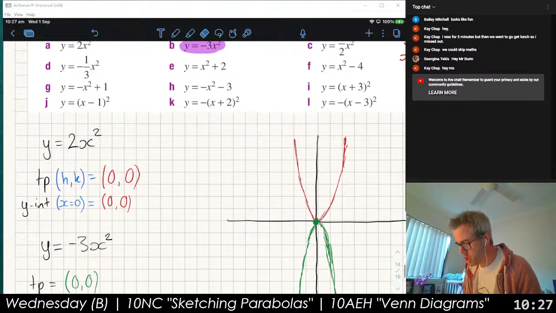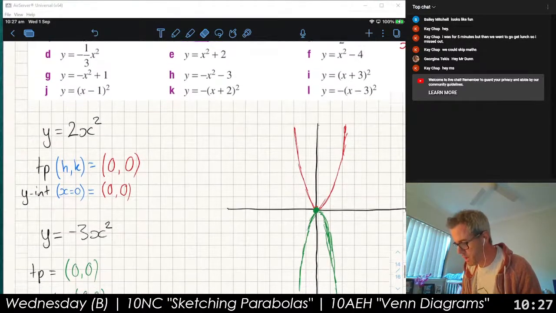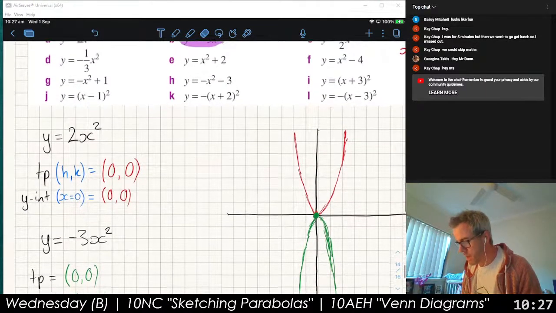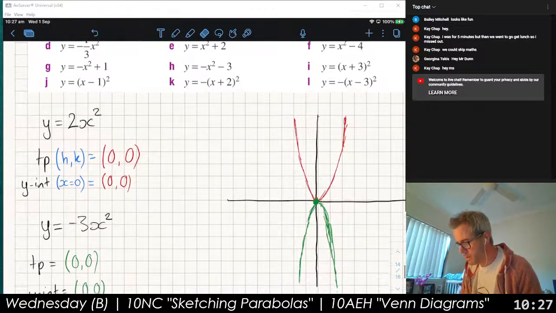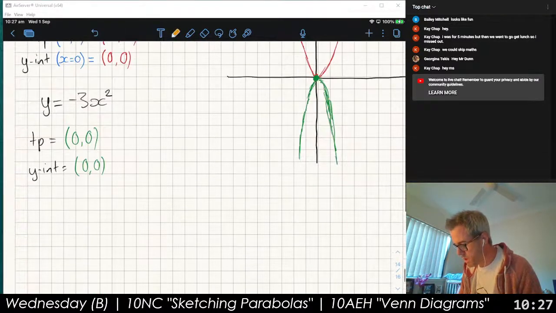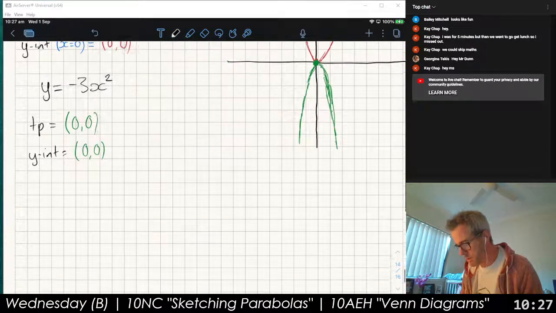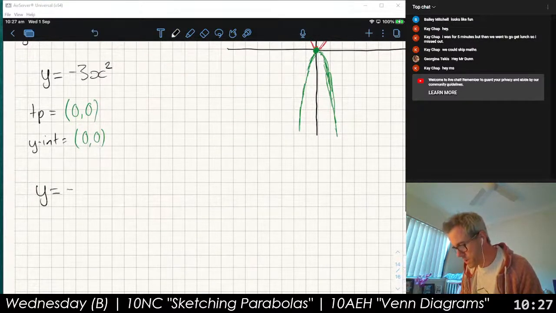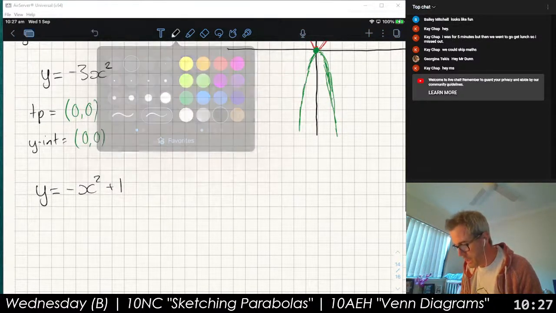I'll do G first. So we'll do G. The G looks a little bit different. Y is equal to negative x squared plus 1. All right, so let's have a look here.